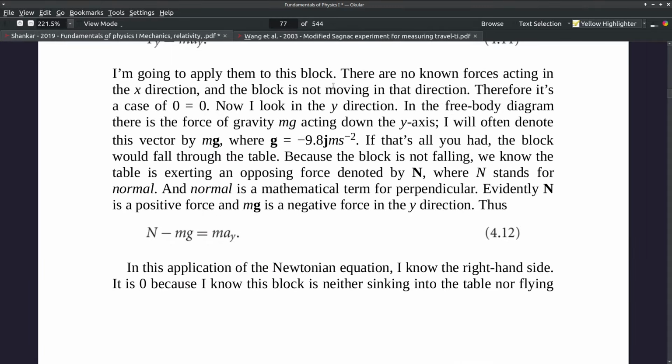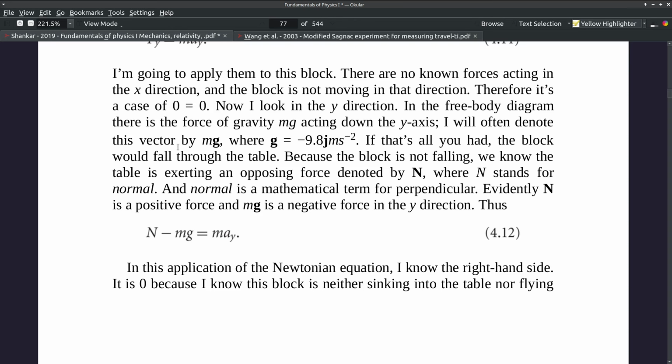I'm going to apply them to this block. There are no known forces acting in the x direction, and the block is not moving in that direction. Therefore, it's a case of 0 equals 0. Now I look in the y direction. In the free body diagram, there is the force of gravity, mg, acting down the y-axis.